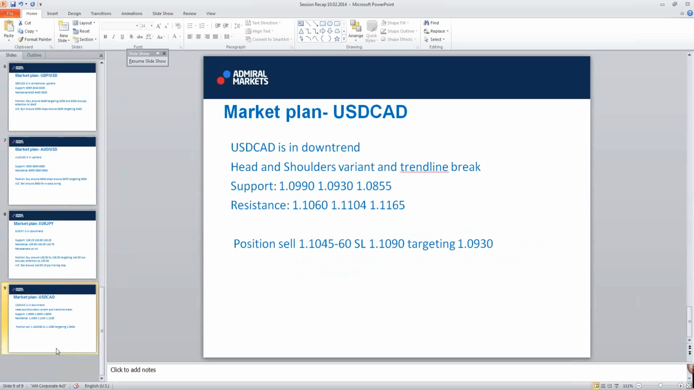If you want other pairs also, it doesn't matter. We can go with Aussie Swissy or CAD, Japanese yen. Whatever pairs you would want me to analyze, I can analyze all 23 pairs. So just write it down. You can comment dollar Swissy. I don't trade exotic pairs.